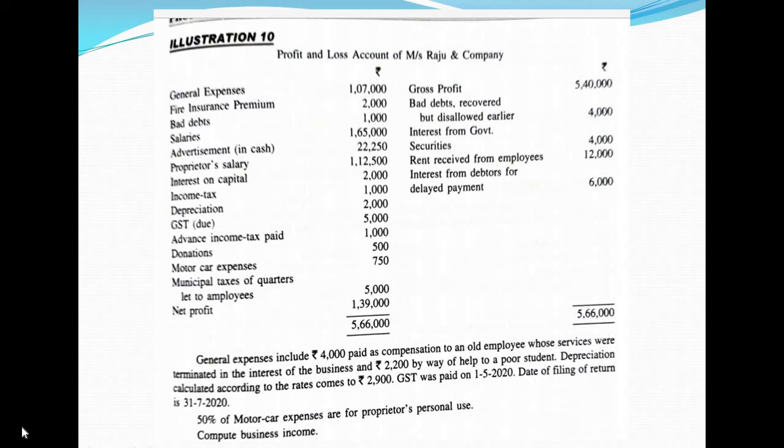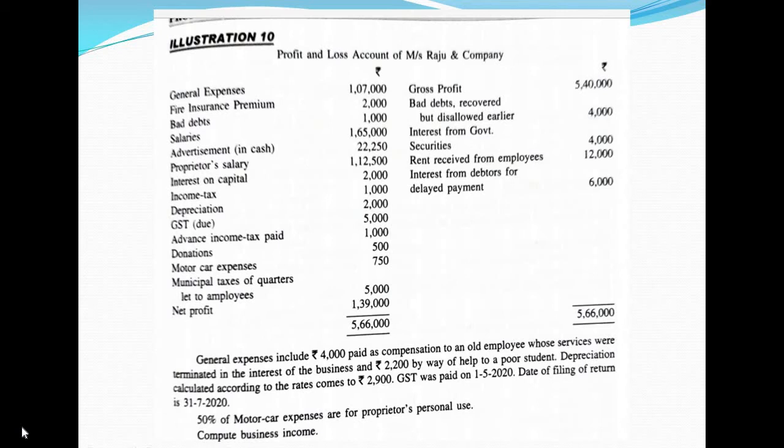Then you have to add back all the inadmissible expenses. In this problem, the first inadmissible expense is advertisement, which has been paid in cash in excess of rupees 10,000. So this will be an inadmissible expense. Any payment made in cash in excess of rupees 10,000 will be an inadmissible expense. Then we also have proprietor's salary, interest on capital, income tax, depreciation not calculated under the Income Tax Act, advance income tax paid, donation and motor car expenses. Motor car expenses are added back as the motor car has been used for personal use by the proprietors.